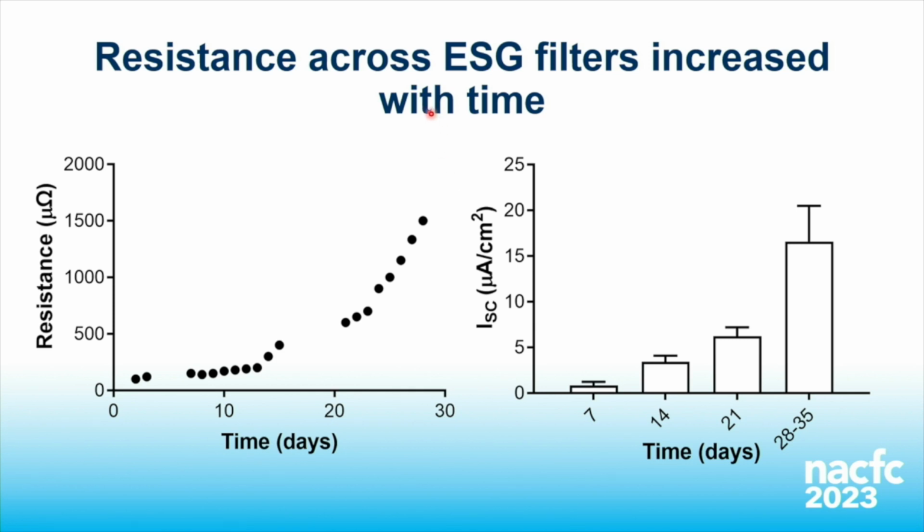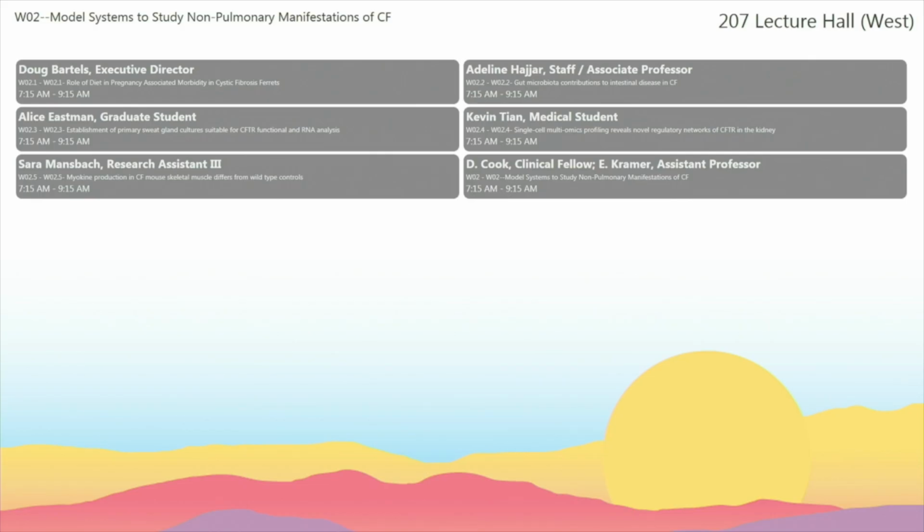Fantastic. Up next, we have Kevin Zhu, a second-year medical student from the University of Virginia who's interested in using next-gen sequencing methods to identify treatment targets. We'll be speaking on single-cell multiomic profiling reveals novel regulatory networks in the kidney. And let me get you set up.